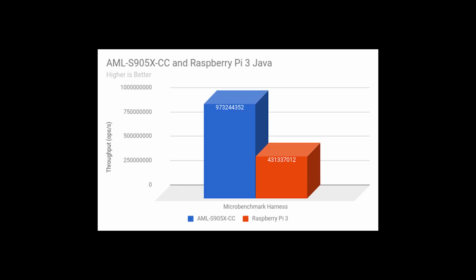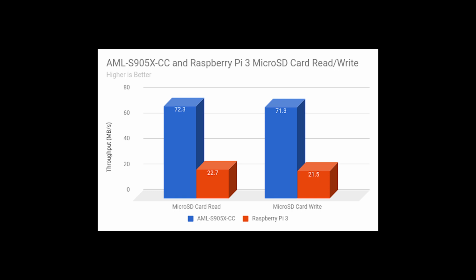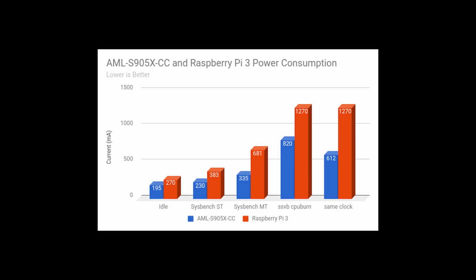The Java benchmark runs about twice as fast on Le Potato. SD card reads and writes are about 3 times faster on Le Potato. Finally, we have a set of power consumption benchmarks, and Le Potato draws about half the power of the Raspberry Pi 3.